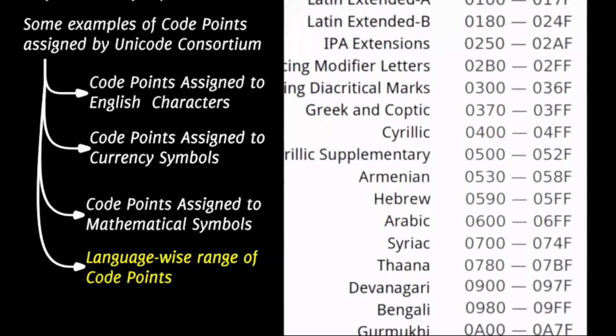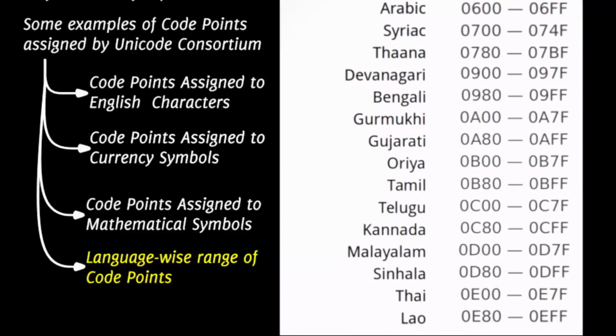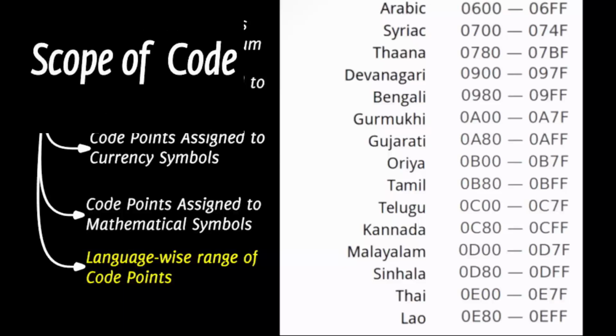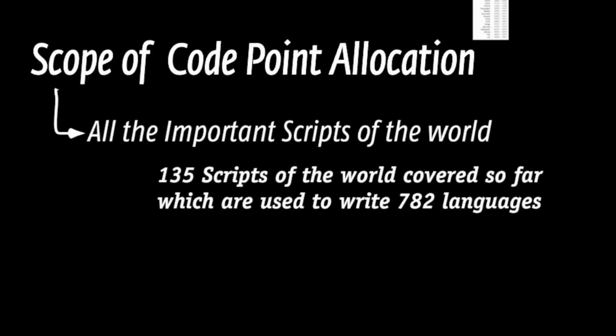You should know that code points are allocated to scripts and not languages. That is because language has nothing to do with writing, and it is always the script which is used for writing. Let us now take a look at the scope of the code point allocation. 135 scripts which are used to write 782 languages have been covered so far. This includes all the important scripts of the world.